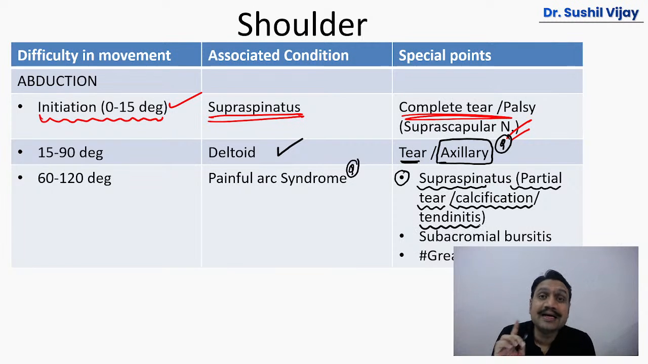So please highlight it and remember it. What your patient is having the problem in. Initiation, supraspinatus. 15 to 90, deltoid. 60 to 120, painful arc. Very, very important question for the exam.